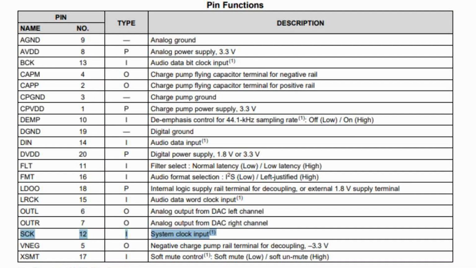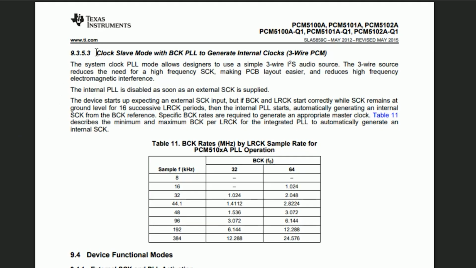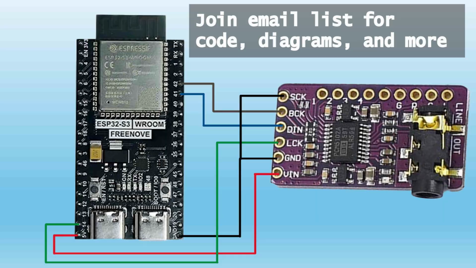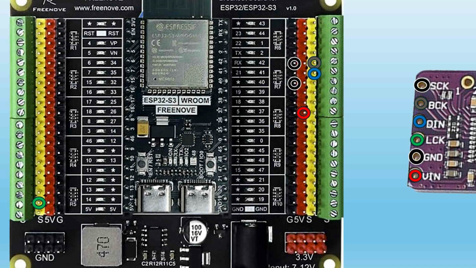The SCK pin is a system clock or master clock pin, and since this module doesn't require an external master clock, and we don't want the SCK pin to float, we're going to go ahead and connect that pin to ground. Otherwise, we may not hear any audio. Here are those same pin connections using the breakout board.